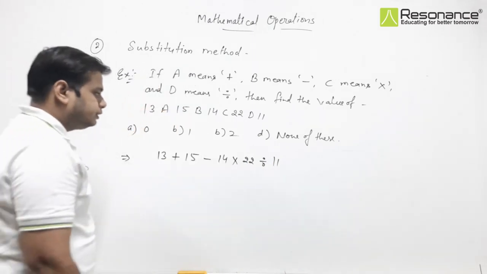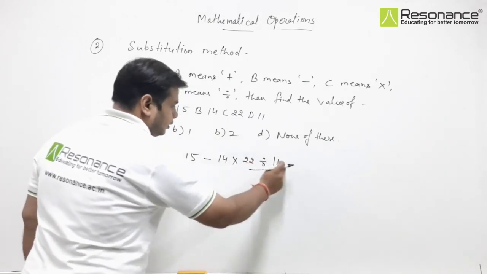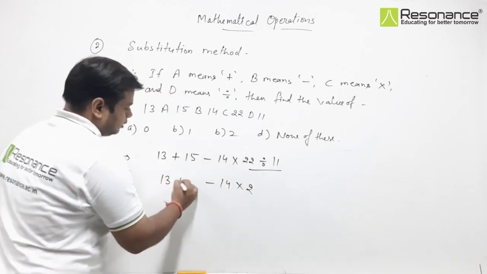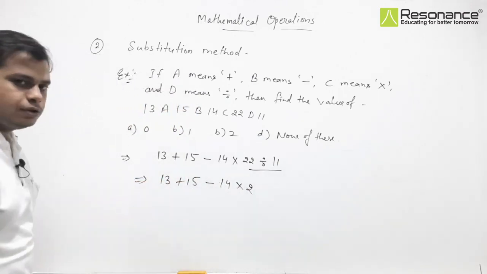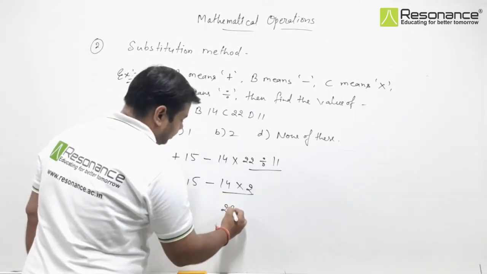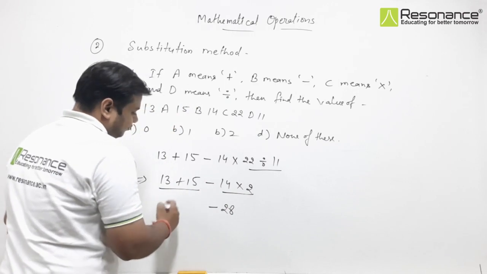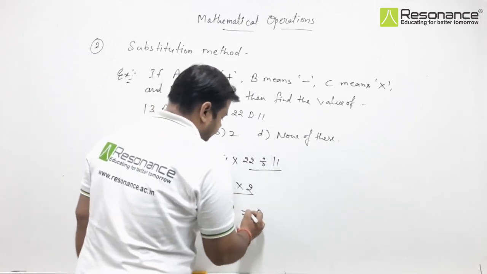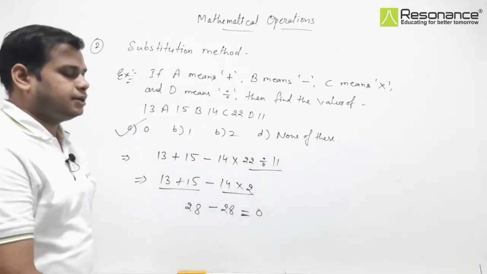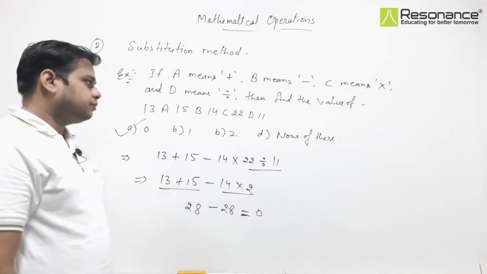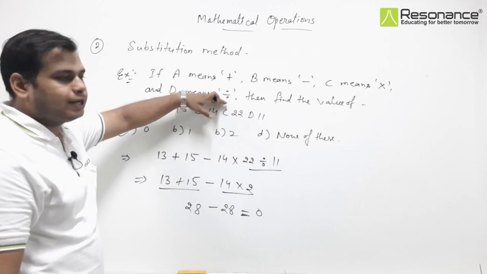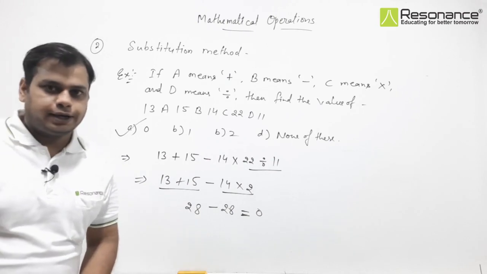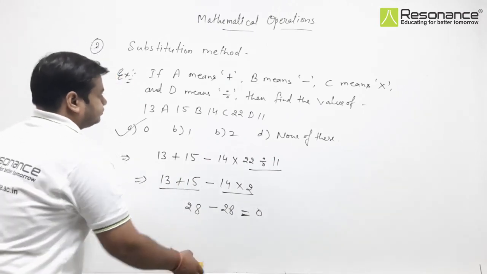Now we have to apply Bodmas. According to that, division will be the first. 22 divided by 11 gives us 2. Multiply by 14 minus 13 plus 15. So 14 multiplied by 2 gives us 28, and 13 plus 15 will also give us 28. So 28 minus 28 is 0. Option A is the correct answer. So this is how we have to solve. First we have to substitute the correct signs which are given in direction, then we have to apply the Bodmas rule, and then we have to find the correct answer. This is called substitution.